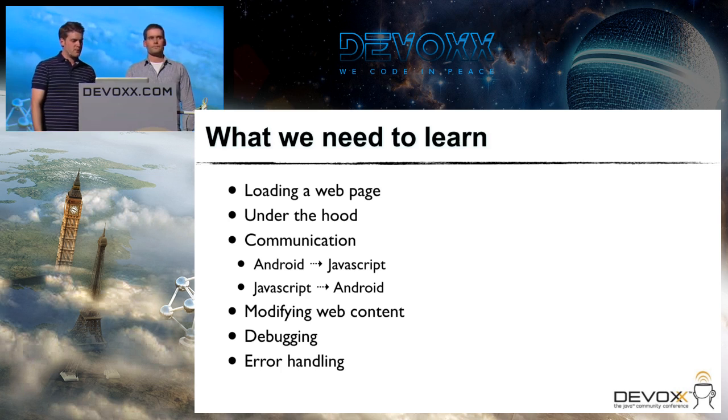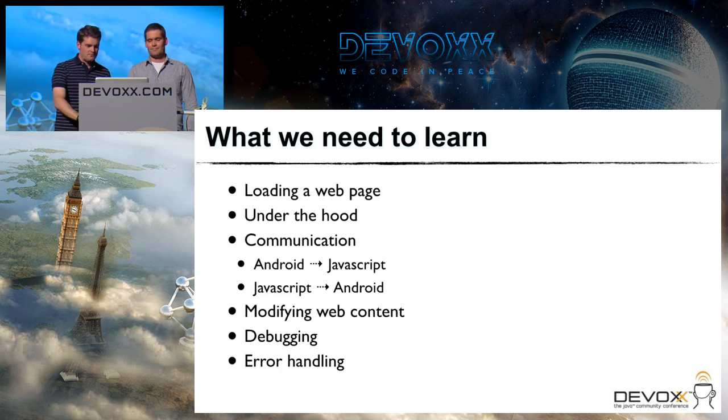Once all that's done, we need to have a look at how to modify web content. Like with the Wikipedia template, we have just an empty web page with some empty elements that we need to populate with data from a web service. So we're going to have a look at that as well. And since you built a large part of this application, I guess we need to have a look at some debugging and error handling as well.